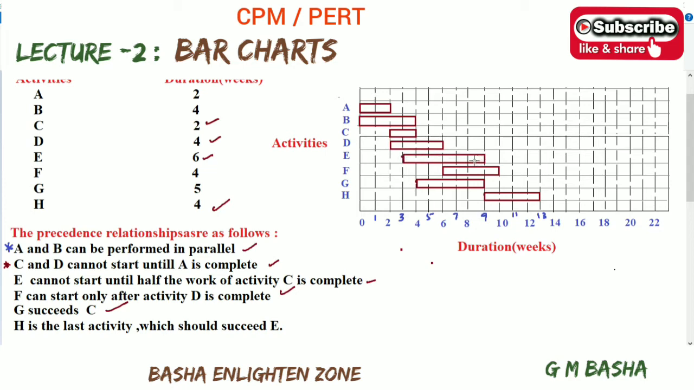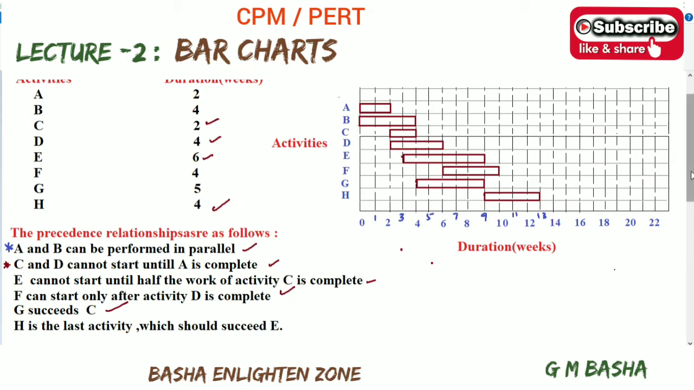And again F, the total duration of F will be 4 weeks, and it follows D, so only if D is completed can you start activity F. Then G follows C, and the duration of G will be around 5 weeks, 1, 2, 3, 4, 5. And next is H. What about H? H should follow E, and the duration of H will be around 4 weeks, 1, 2, 3, 4.